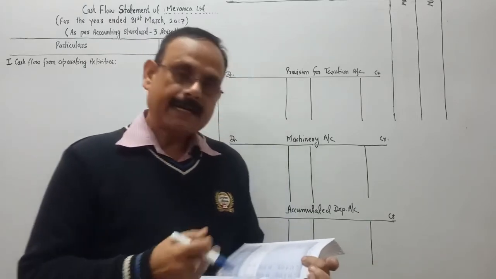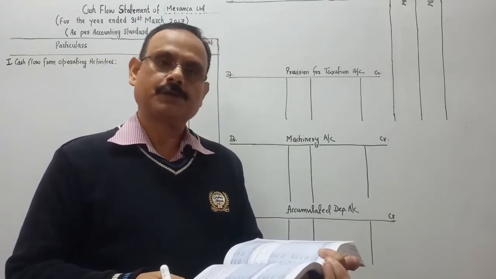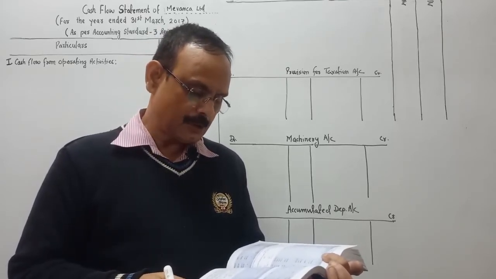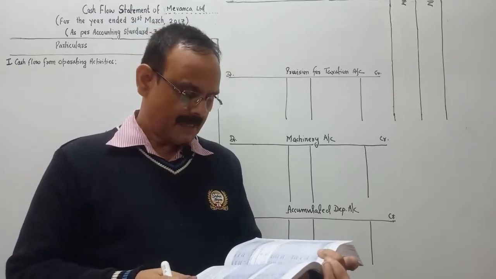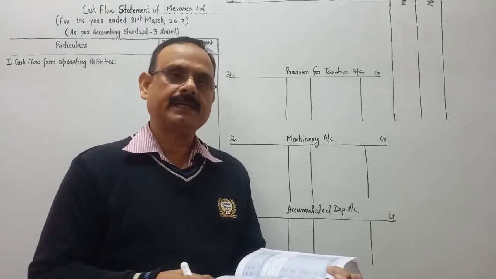Now in additional information, number 1, additional loan was taken on 1st July 2016. Tax of rupees 53,000 was paid during the year. And third information is machinery of the book value 80,000.